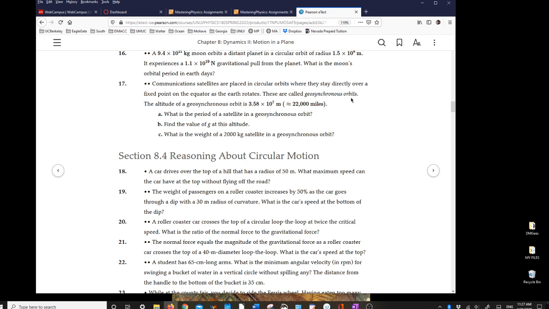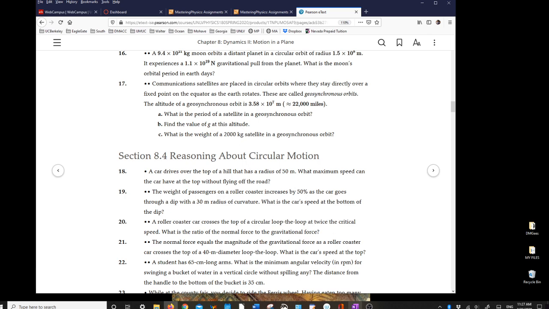Let's say I have a local TV satellite for Las Vegas, so it is always above us, rotating with the Earth. So here we have a geosynchronous satellite or geosynchronous orbit on top of somewhere, but on the equator. It says the altitude of the geosynchronous orbit is given by this number, and then he's asking for the period of the geosynchronous orbit and the g value. And then also he's asking for the weight of a 2,000 kilogram satellite.